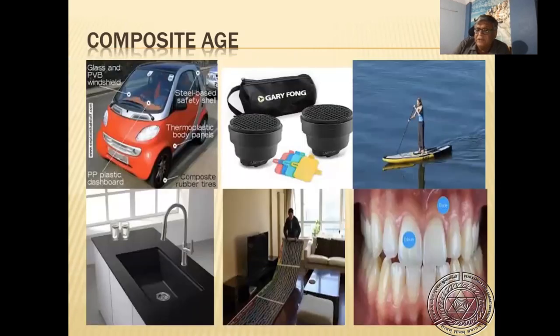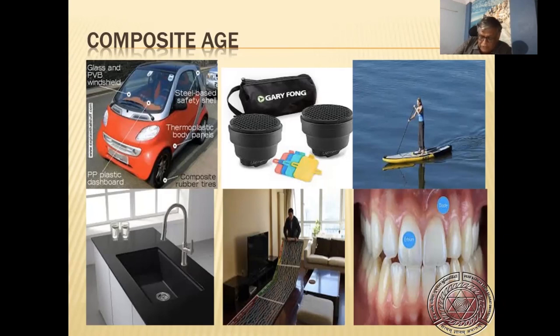Nowadays, in material science, there are composites. You can see that in the smart car, different types of composite materials are used. To obtain a very good quality speaker, different composite materials are used. Even for the hulls of boats, different composite materials are used. Even in repairing teeth, different composites are fabricated. We can match the color with the natural color of the patient's teeth.